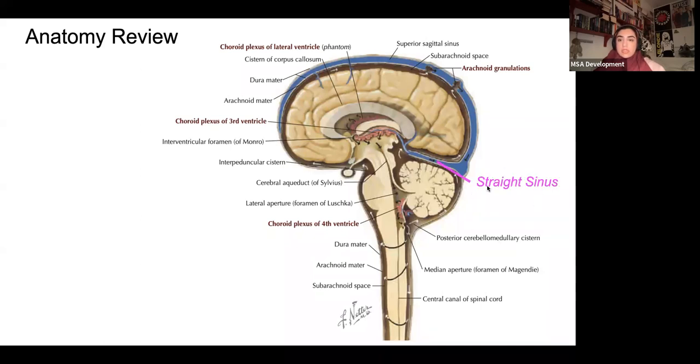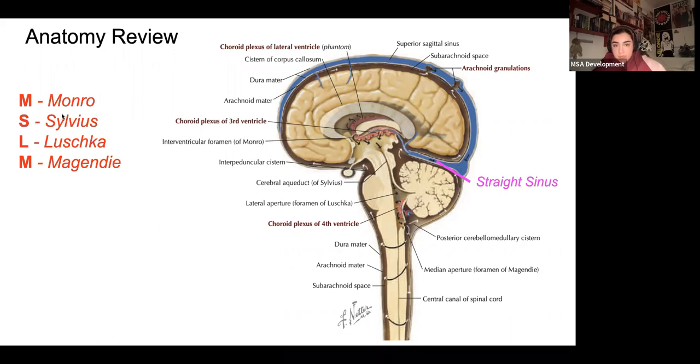Okay, just wanted to label this a straight sinus because it wasn't already labeled. But we know, okay, these are the lateral ventricles, and we have the foramen of Monro that leads you into the third ventricle. Then we have basically the cerebral aqueduct of Sylvius. Then we have the foramen of Luschka, foramen of Magendie.